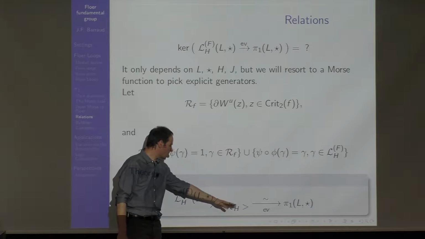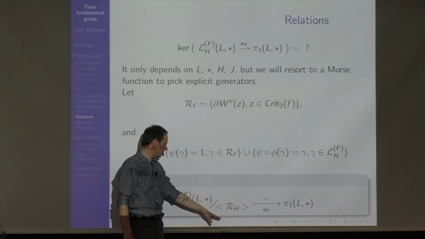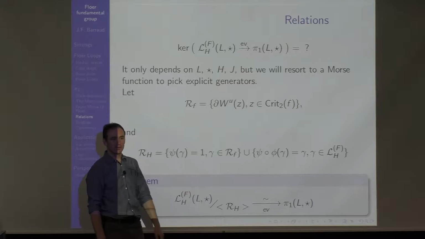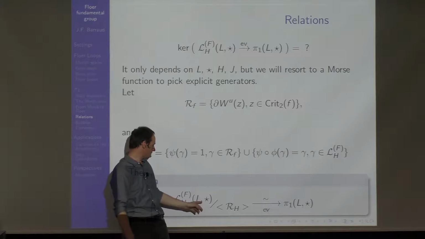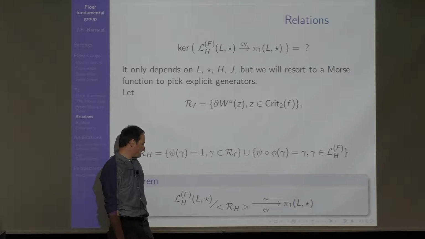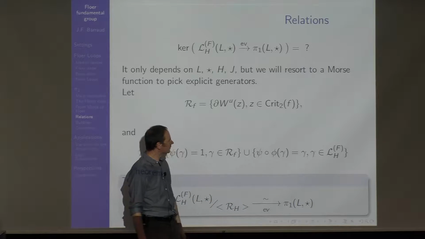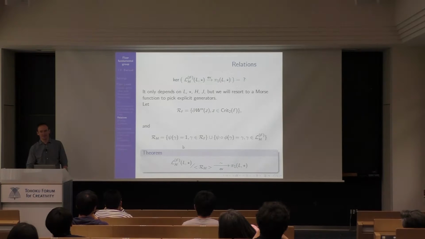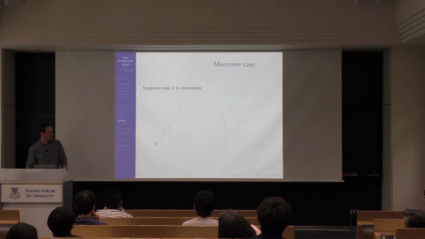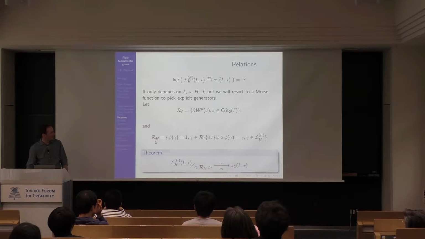And then if you take the normal subgroup generated by these things, then you get a group that is isomorphic to the fundamental group. So you can call this the Floer fundamental group. Okay, that's it. No question? It's a way to define it. I can comment on this later.